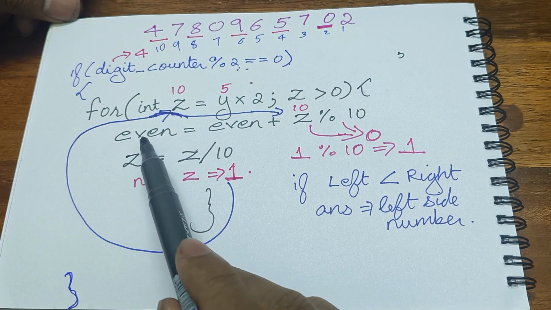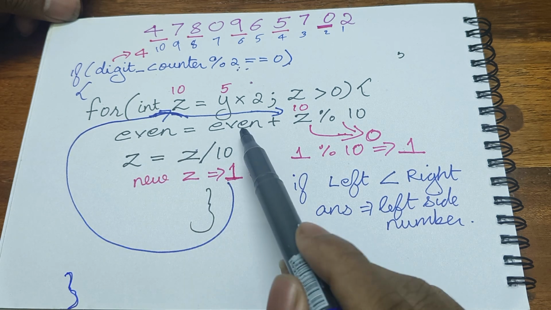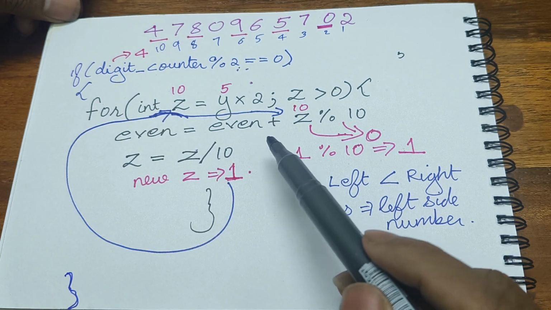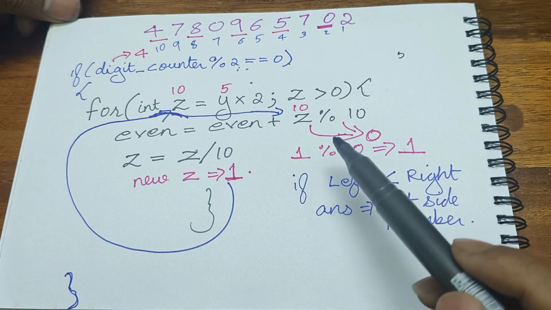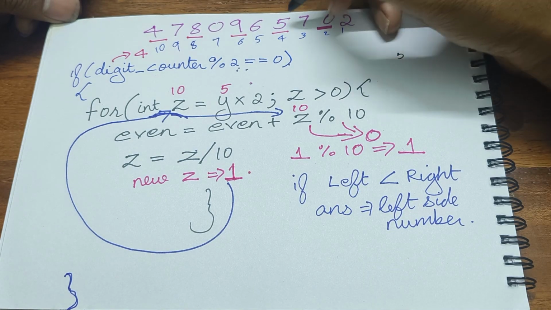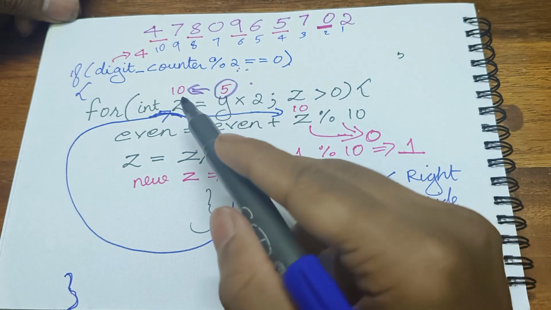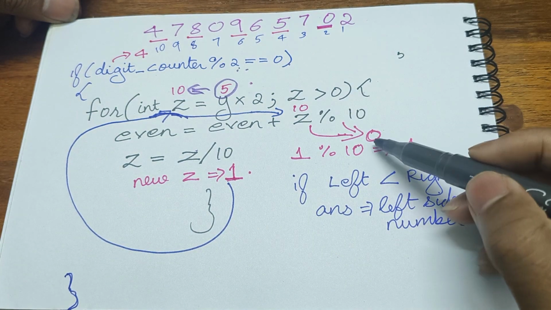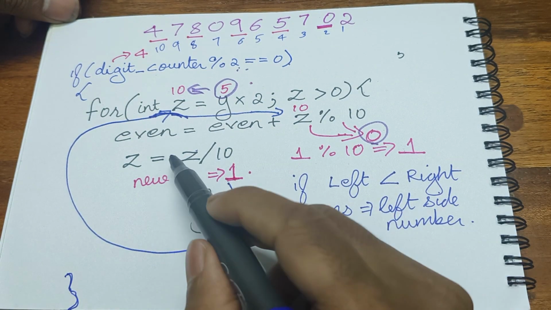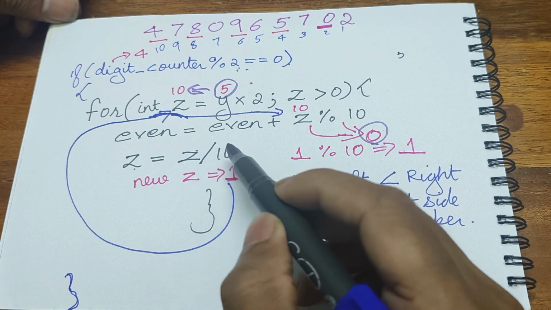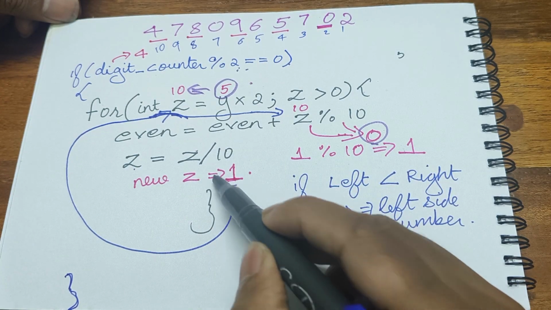Inside the for loop, let's add up all the even numbers. That is, for the previous value of even, which was initialized to 0, we will add up z modulus 10. Let us consider an example where y is equal to 5. Then here, when y is equal to 5, z will be equal to 10. And here, z modulus 10 will yield 0. Then we will continue on with the function, and z is equal to z divided by 10, which will be 10 divided by 10, which is equal to 1.